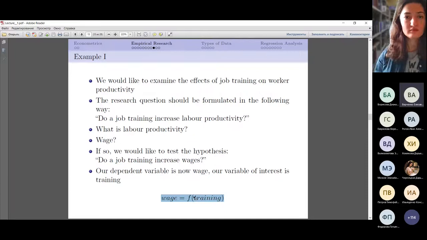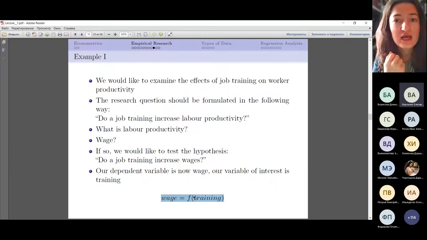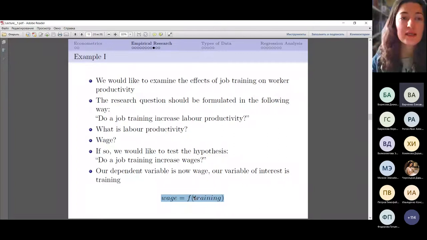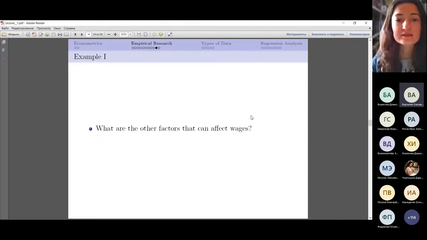We understand that in the real world, not only training can influence our wage. There are a lot of different factors that can influence the level or the value of your wage. Yes? And in this case, we can ask ourselves one more question. What are the other factors that can affect wages?